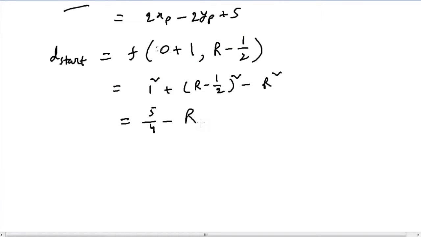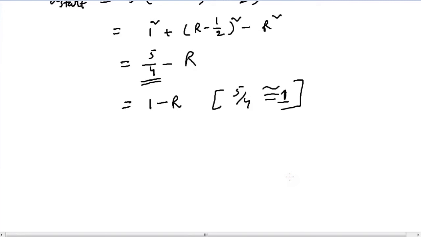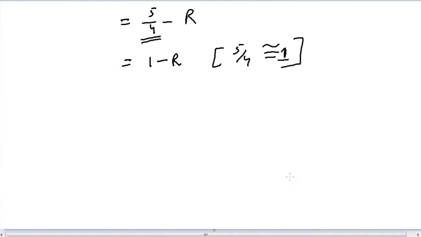Now, for simplicity and to avoid the fractional term, we can simply say this equals 1 minus r, because 5 by 4 is really near to 1. We could have formed another variable to avoid that fractional term, but this way is better since we don't have to do all the extra calculation, and this is much easier to remember. Anyway, so that's about it.